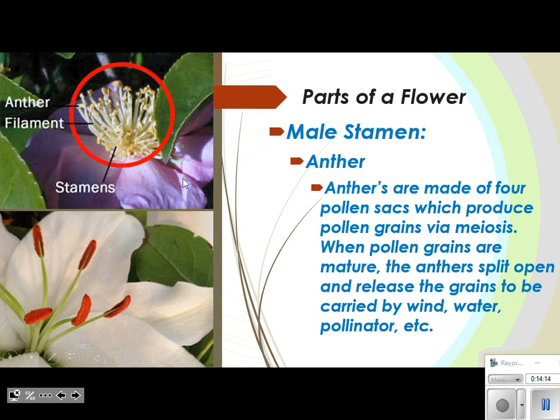Now, if you look at this, here's a picture. Here's a more common one that I like to see, because right here is the anther, this red part. That red part is the anther, which is going to end up producing all of the pollen grains via meiosis, okay?